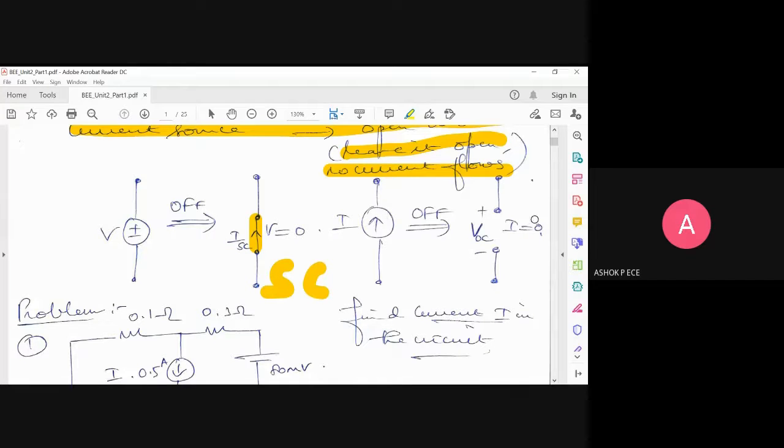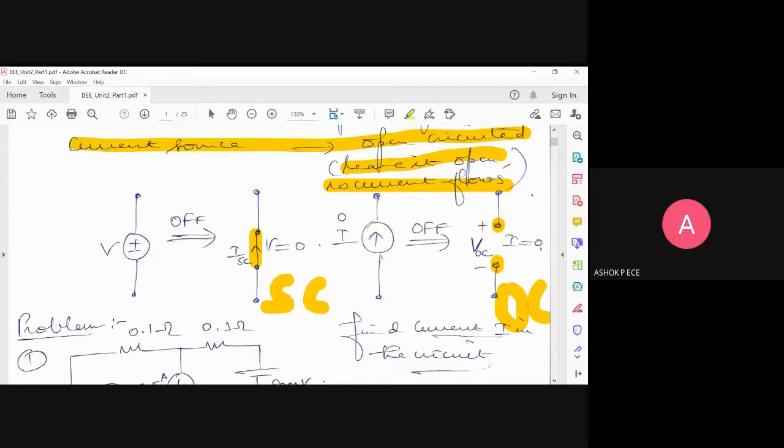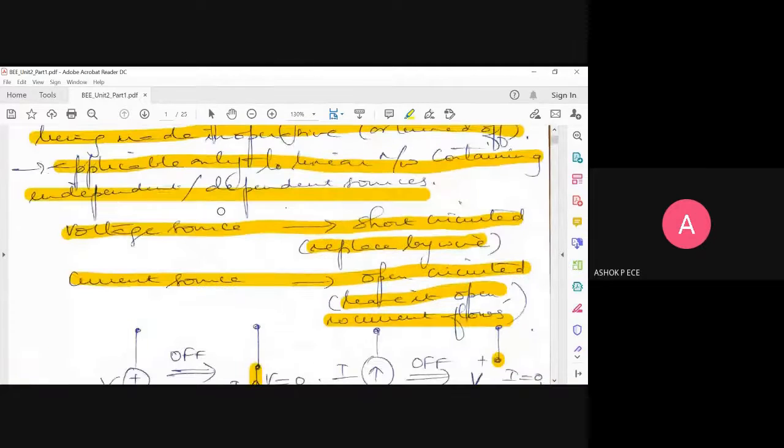Next one, see current source. I'm turning off the current source. I is equal to zero. When will current be zero? Current is going to be zero in an open circuit. So that is why we short circuit the voltage source and open circuit the current source when you are going to consider only one source at a time. Is that clear to everyone? What is the idea behind the superposition theorem? See, for simple networks, the superposition theorem is not that effective. When your circuit has more number of voltage sources or current sources, there the superposition theorem becomes highly effective.